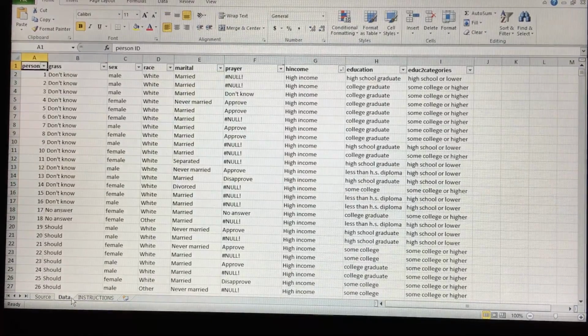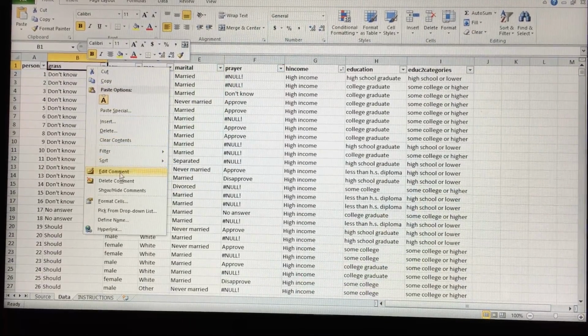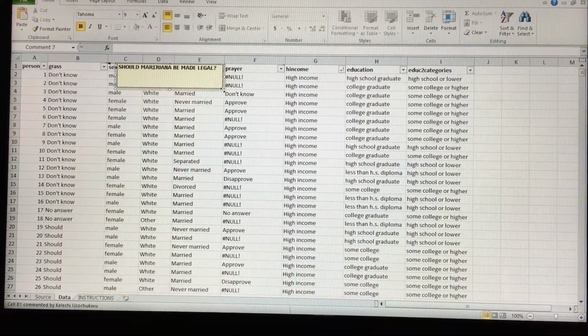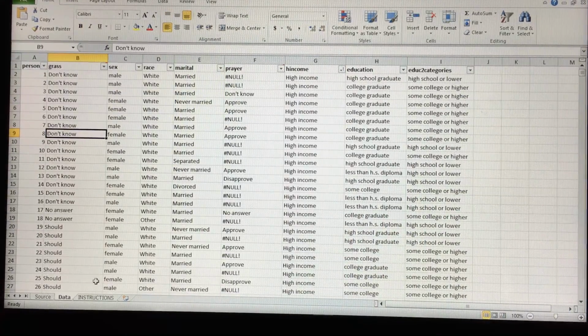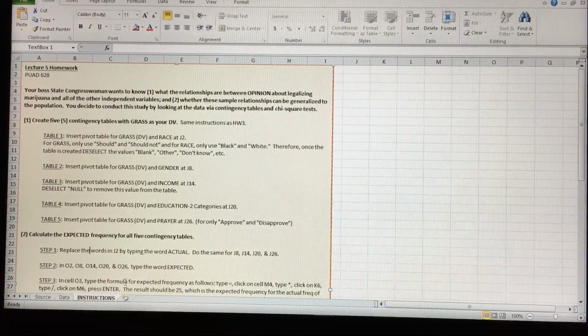I think we've seen this data before already about grass, about marijuana, and let's open this up a bit. Not sure why it was like that. So, based on what we learned in lecture 5, we're going to apply it now.